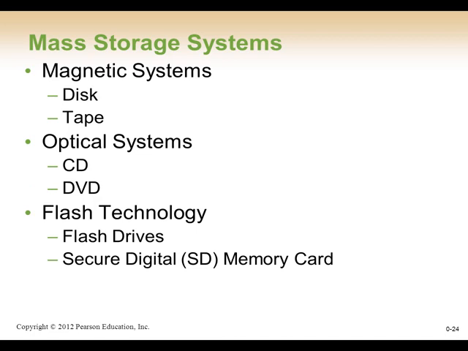The magnetic systems are the ones that were using magnets. If it was magnetized, that means it was on. If it was not magnetized, then it was off. 1 and 0. Optical was using the optical system for CDs and DVDs. That's what we are using right now. And then we have the flash technology for a flash drive and SIM card.